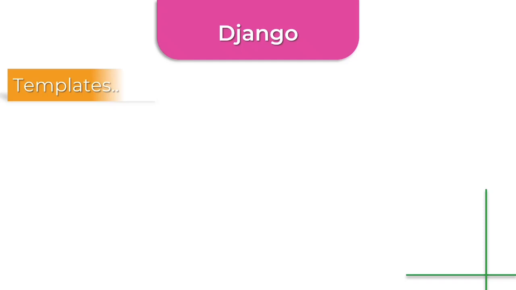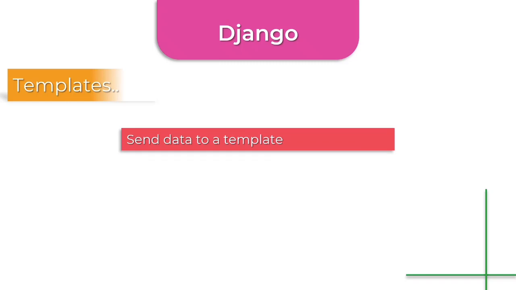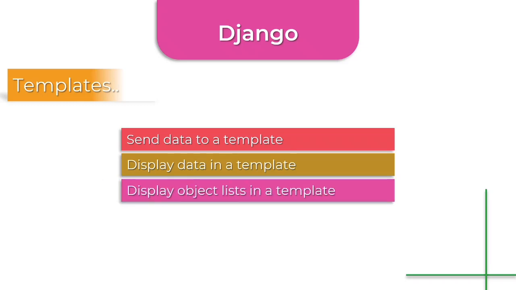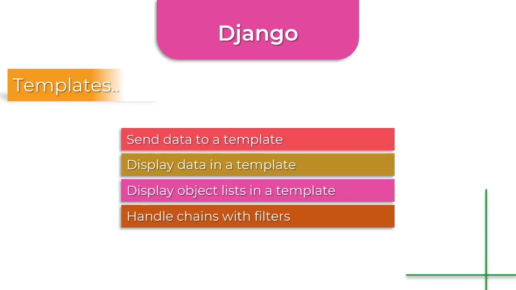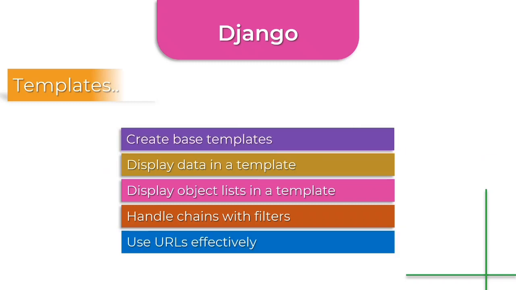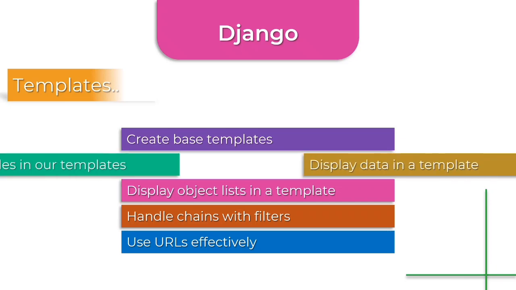However, Django is modular, so it's possible to use a different template system. And this system is composed of a language that will be used to make our dynamic templates. So that means in this section, we're going to learn how to send data to a template, display data in a template, display object lists in a template, handle chains with filters in Django, use URLs effectively, create base templates in order to extend other templates, insert static files in our templates.